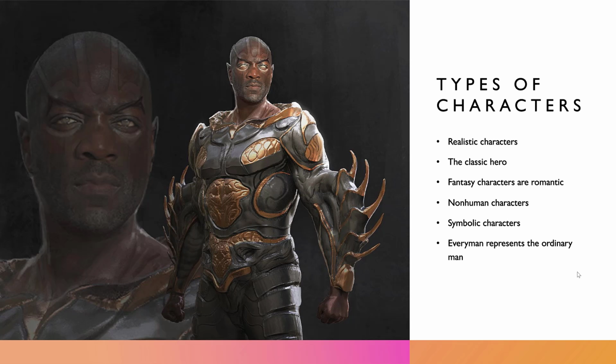Now let's get a little bit deeper into the different types of characters, because different kinds of stories have different kinds of characters. For example, realistic characters are often found in modern stories and dramas, and are multi-dimensional. These characters have feelings and attitudes just like real people, and we can see what motivates them. They act like people we know.